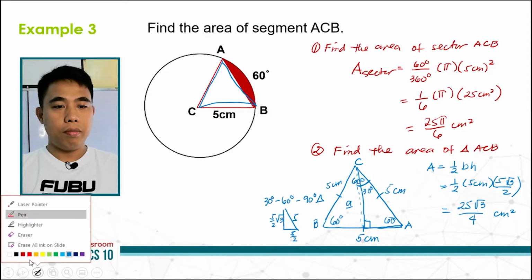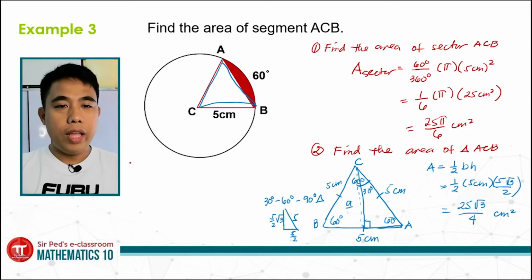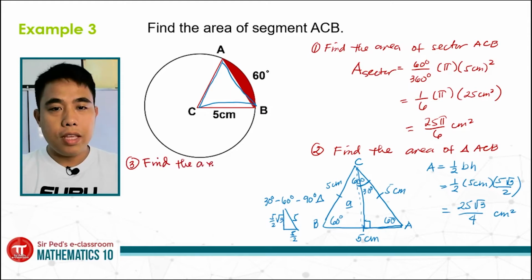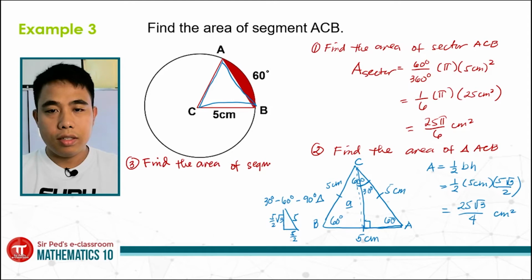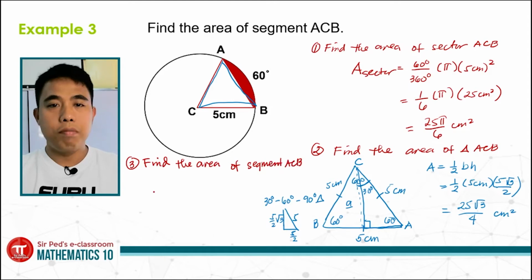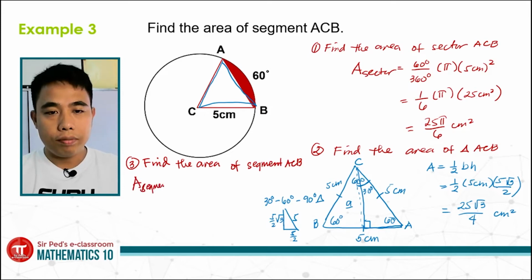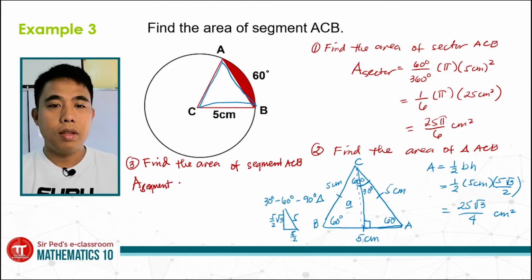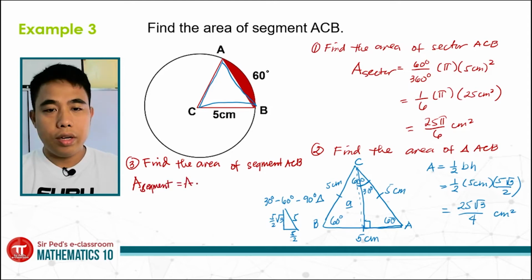May I change the color? Next, step 3, we're now going to find the area of segment ACB. So the area of the segment is equal to area of the sector minus area of the triangle.